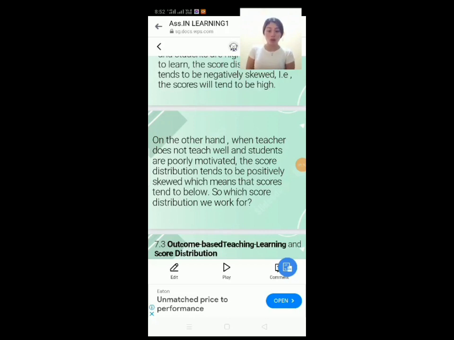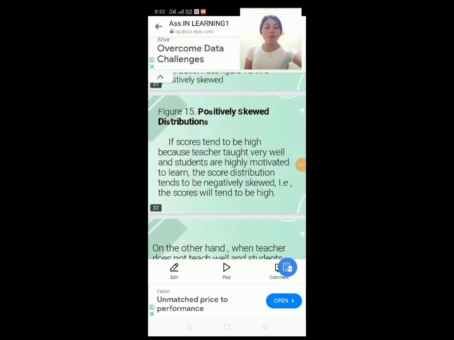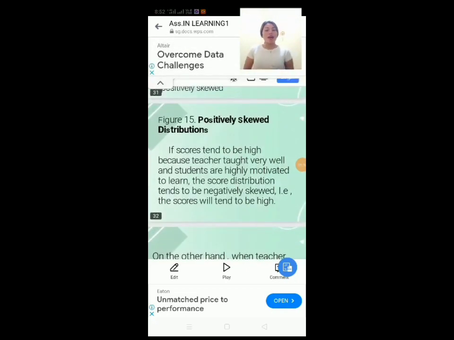So which score distribution will work for us? This positively skewed distribution means that if the teacher teaches well, the scores of the students will be high, but the score distribution is negative.